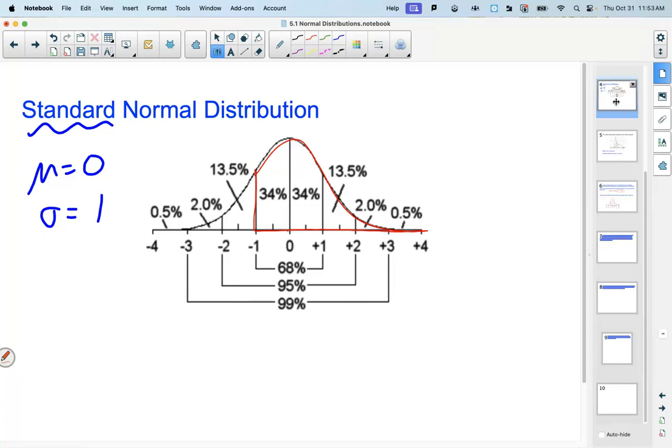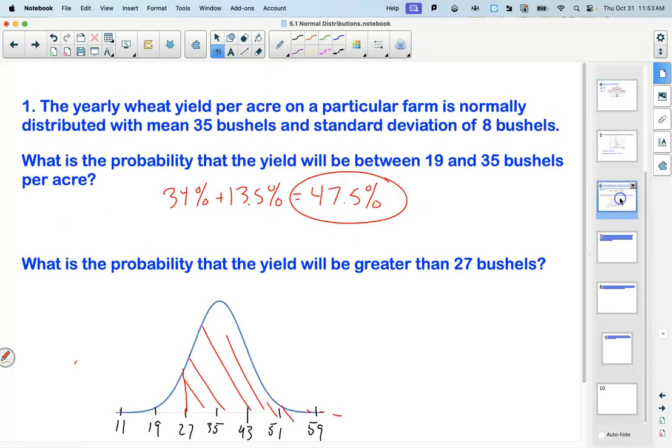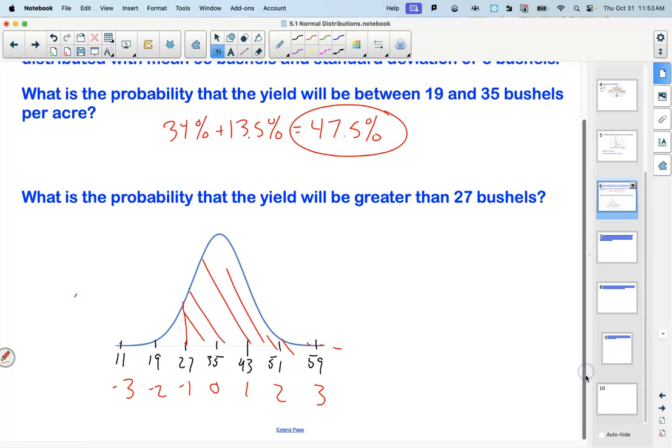Okay. Well, I've got 34% right here. I think the easiest way to think about this over here is it's half the curve. It's 50%, isn't it? So I'm going to be taking 34% plus 50%, half the curve. And I get a probability of 84%.